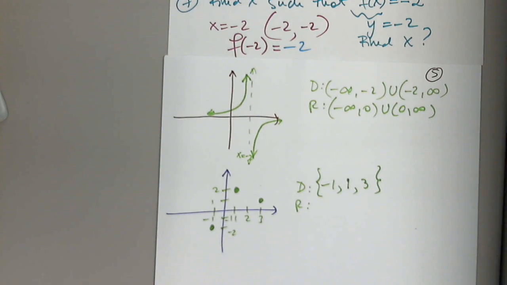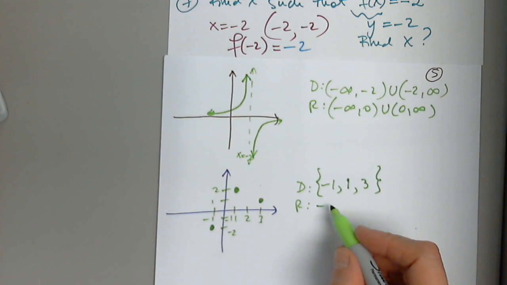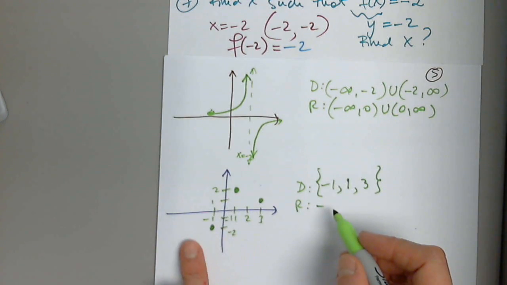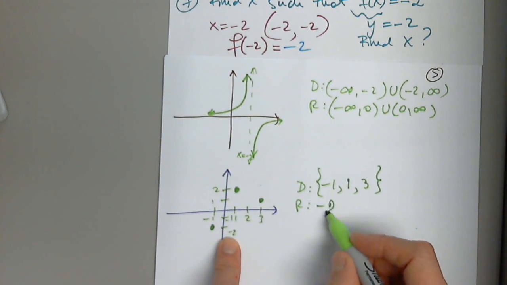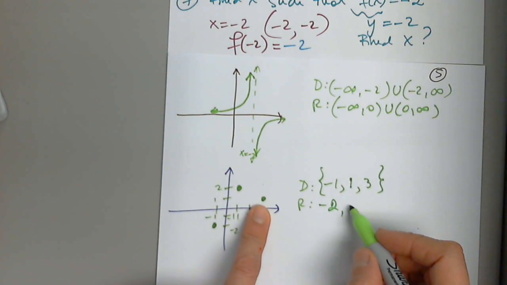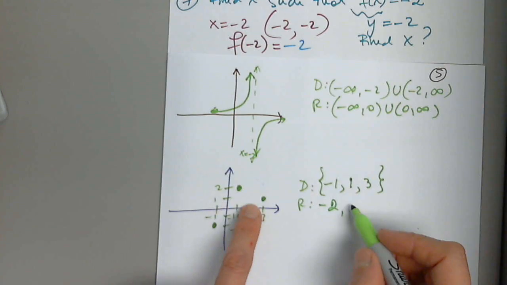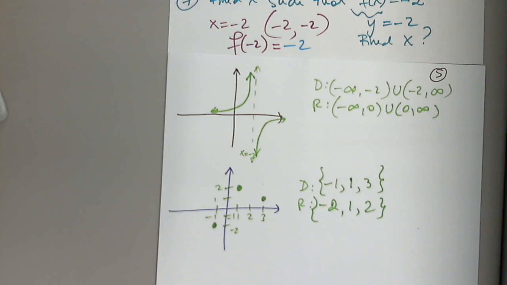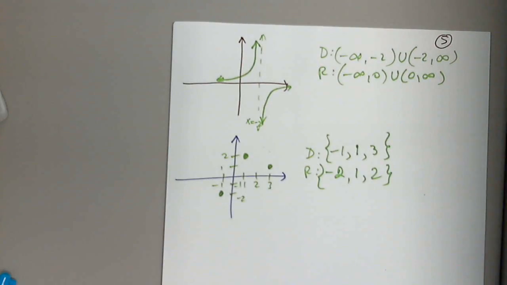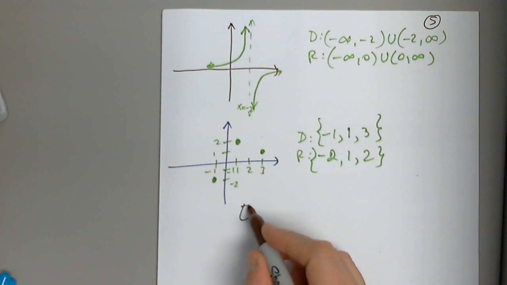What about the range? We start from the lowest y value till the largest y value. -2, comma, 1, comma, 2. Same thing, the range consists of exactly 3 values, and they are -2, 1, and 2 in ascending order. Very good. Let's see how we evaluate functions. Any questions? Let's see how we evaluate.